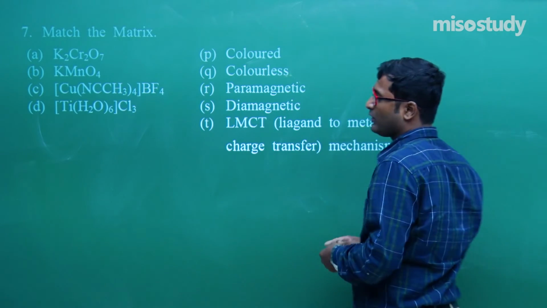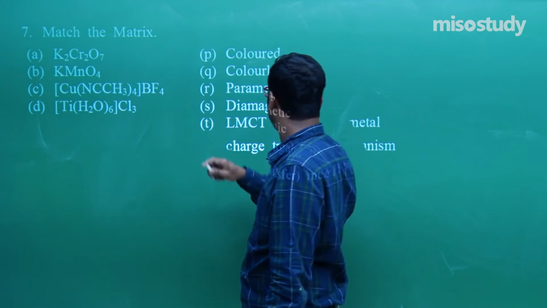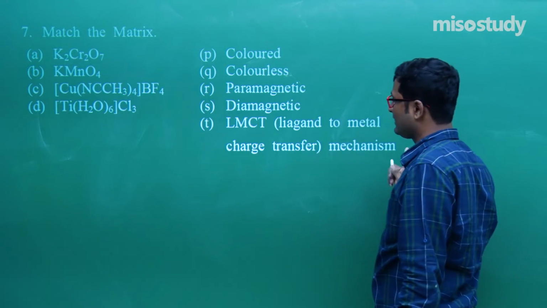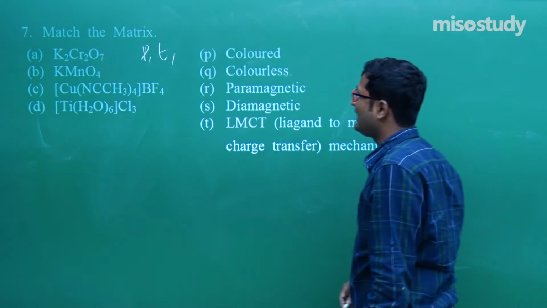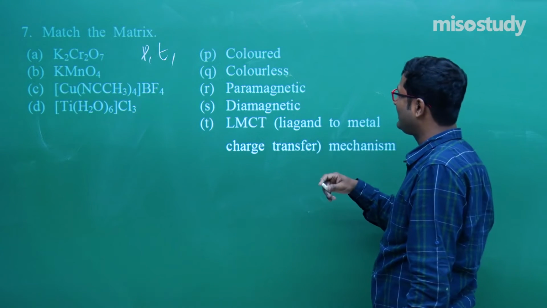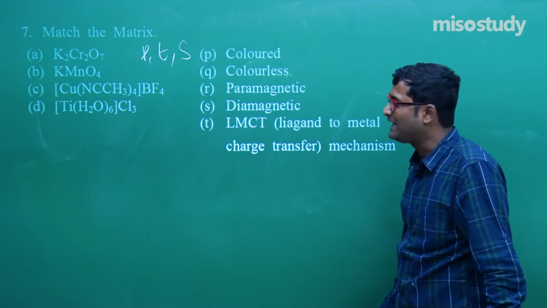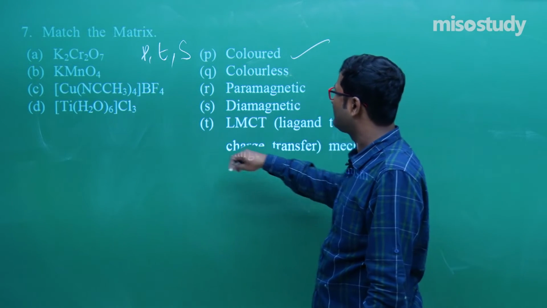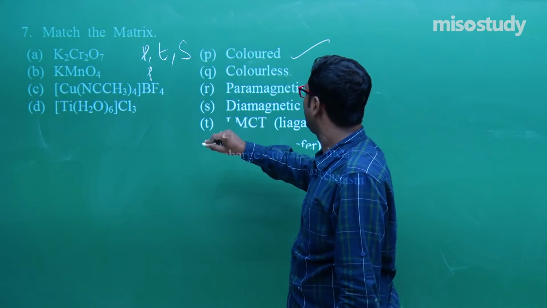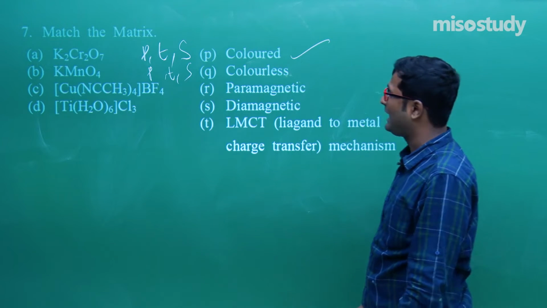First of all, now I'm going to discuss one by one. K2Cr2O7 is first of all colored due to the charge transfer mechanism. Okay, that is P and T, and Cr2 plus is diamagnetic in nature. That is, for this the options are P, T and S. Now for KMnO4, again it is colored due to charge transfer. So for P, then charge transfer T and S. These are all diamagnetic.